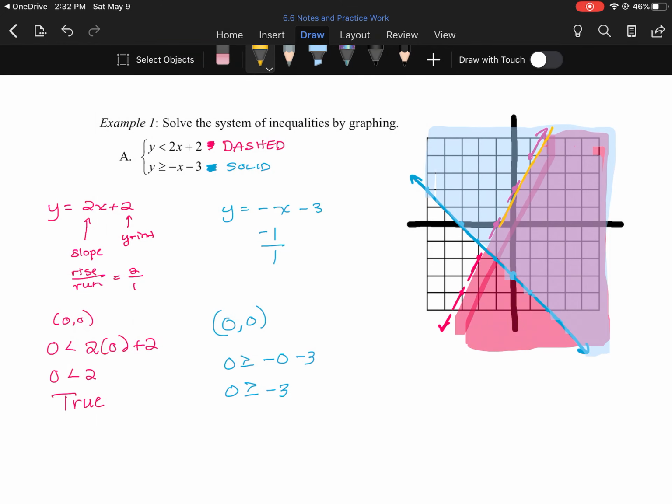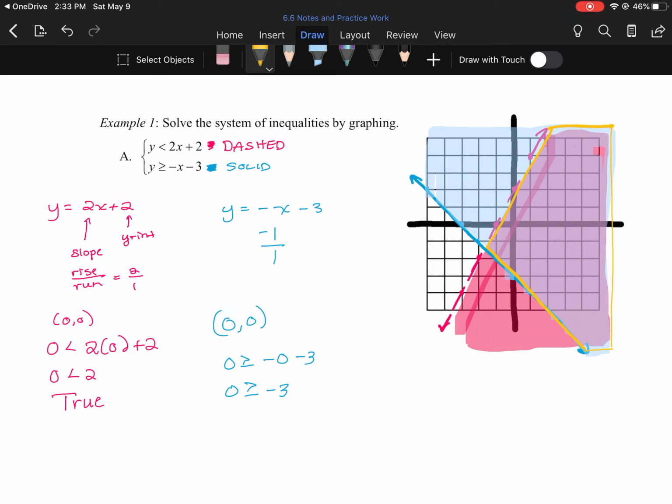Sorry, my shading is not the best, but my final solution to this system of inequalities is the area that is shaded by both. So I'm going to put it in like a little pentagon here since it has 5 sides. But remember, that space continues indefinitely in those directions.